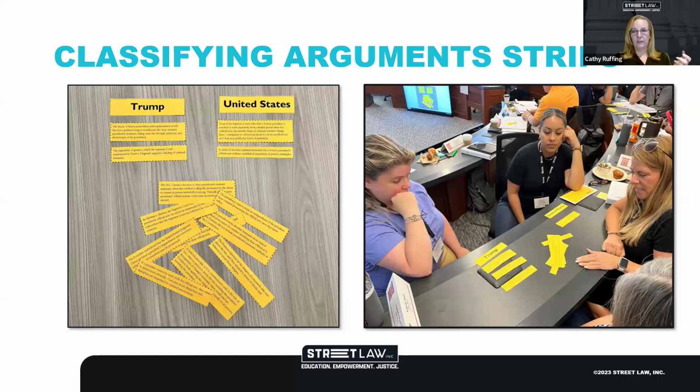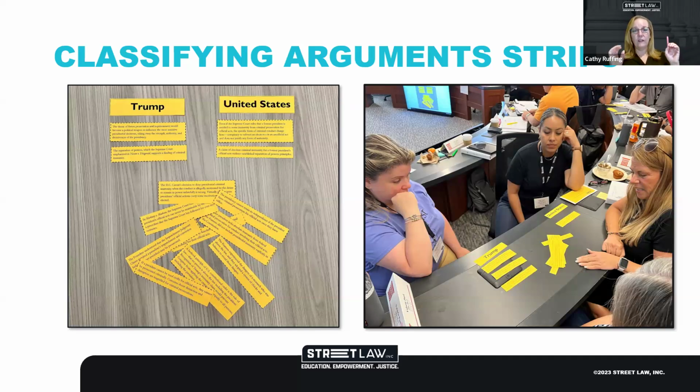Another way to do this activity, which I really prefer, and you can see some teachers doing it here, is to take the arguments and enlarge them a little bit and make them strips and cut them out. And then in groups, the students say these arguments are for Trump, these arguments are for the United States. The beauty is they're not having to say in a classroom setting, I agree with this or I disagree with this. They're not having to debate. They're just recognizing them as arguments.